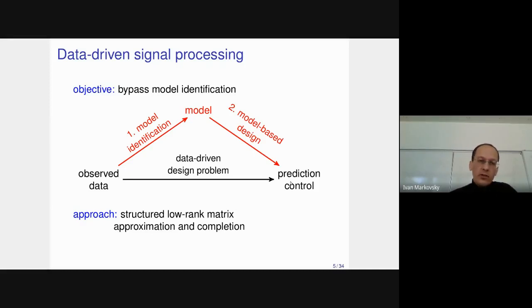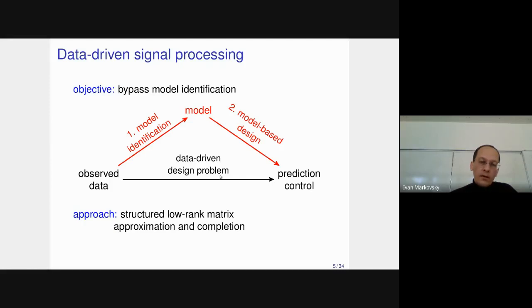But let's say in control, we want to find the control action that achieves certain behavior. In forecasting, we want to predict the future of our process. And to get to this final information from the original observations, we typically first have to get a model. And this is the system model identification step. And then using the model, find the desired control action or future prediction.